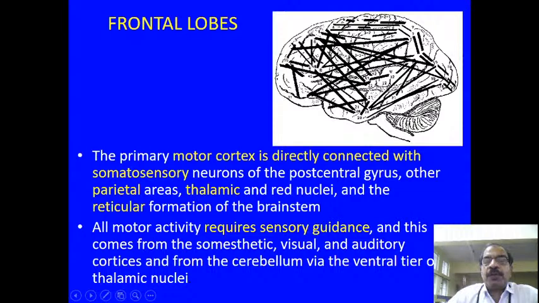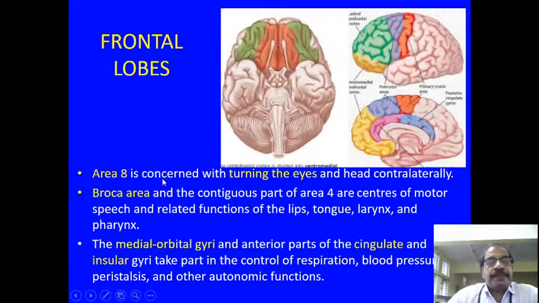The motor cortex cannot do any motor activity on its own. It requires auditory input, visual input, touch inputs and others. So many sensory inputs are responsible for motor activity of the frontal lobe itself. And for other activities of the frontal lobe also, various inputs are required from other parts of the brain. So as I mentioned, there are various parts and they serve different types of functions.